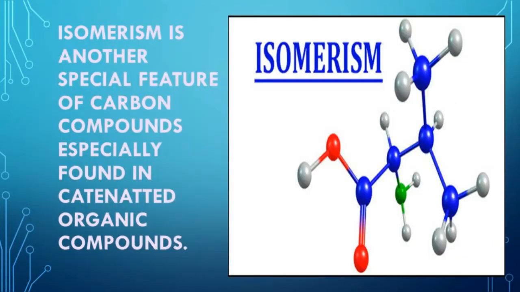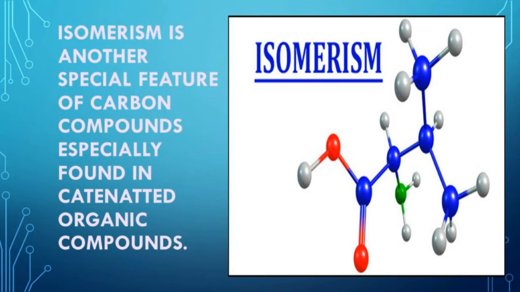Isomerism. Isomerism is another special feature of carbon compounds, especially found in catenated organic compounds. Let us consider the molecular formula of an organic compound, C2H6O. Can you name the compound? You can't, because the molecular formula of an organic compound represents only the number of different atoms present in that compound. It does not tell about the way in which the atoms are arranged and hence its structure. Without knowing the structure, we cannot name it.